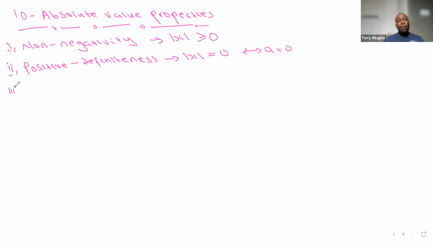The other one is the multiplicative property. Okay. So here is going to be x multiplied by y. So if you multiply two variables, it's the same thing as the modulus of x multiplied by the absolute value of y. Now we also have what we call subadditivity.